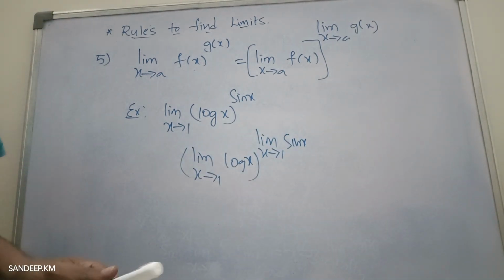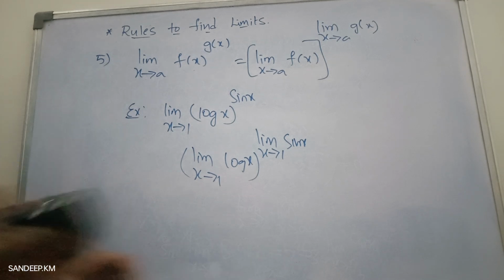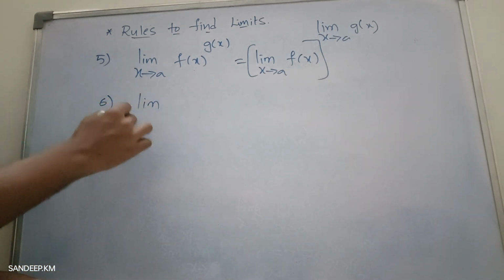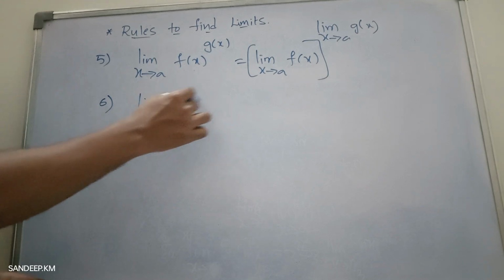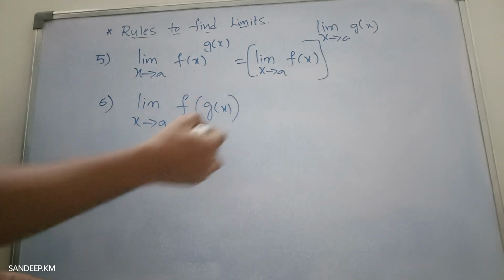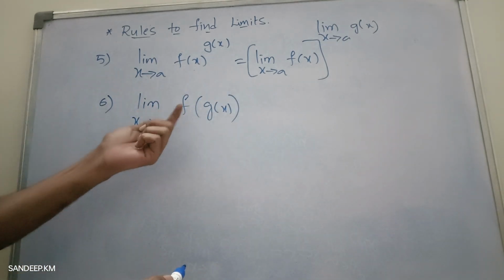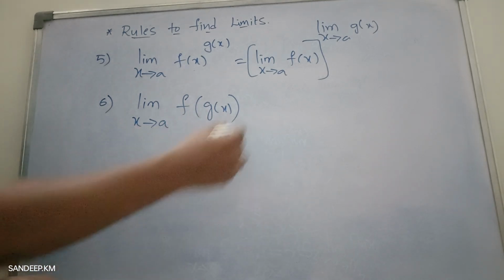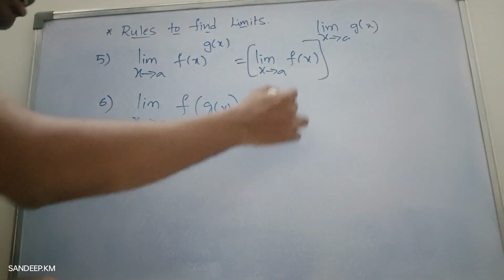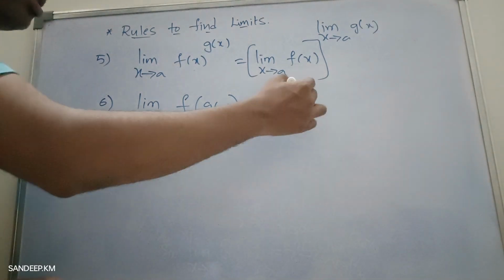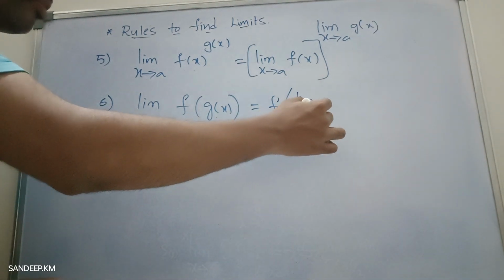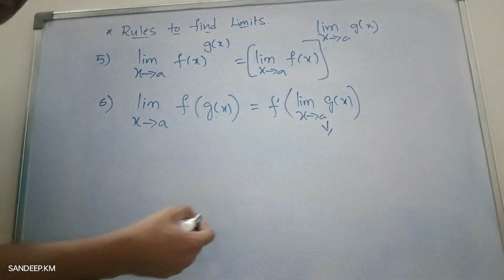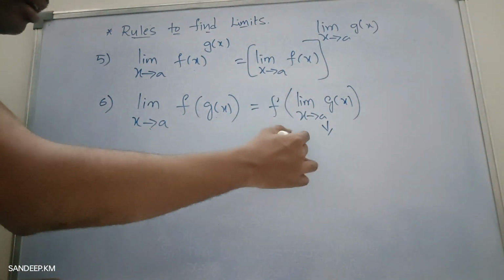Okay, so next the sixth rule. So what is the sixth rule? Sixth rule, limit x approaches a, f of g of x. It is a composite function. For the function f, the input is not x but it is g of x. Then how do we find this limit? Simple. You write it as f of, give the limit only for g of x, limit x approaches a, g of x. Assume that this number is m. Let us assume that limit exists and it is m.